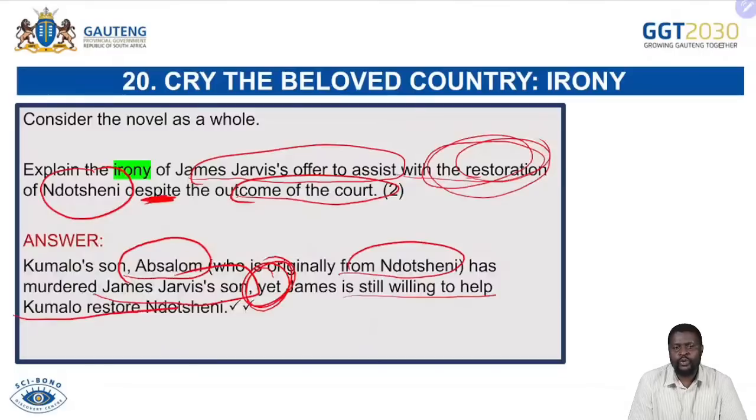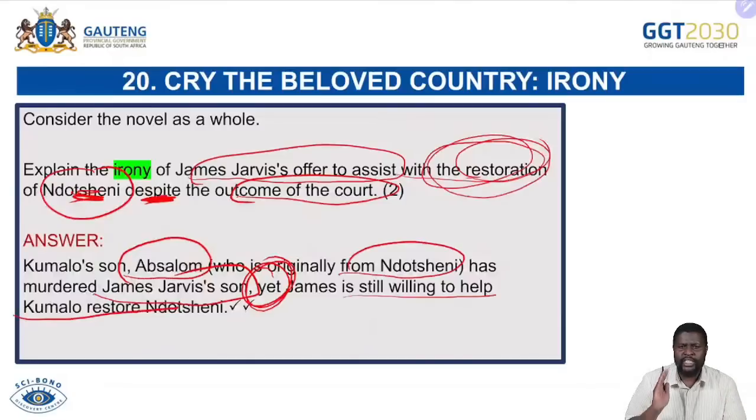Absalom is a son to Stephen Khumalo. Absalom is from Ndotsheni. Absalom is responsible for the murder of Arthur Jarvis, who is a son to James Jarvis. But here is the father, James Jarvis. He's willing to restore the what? The village of Ndotsheni. Why is that ironic?